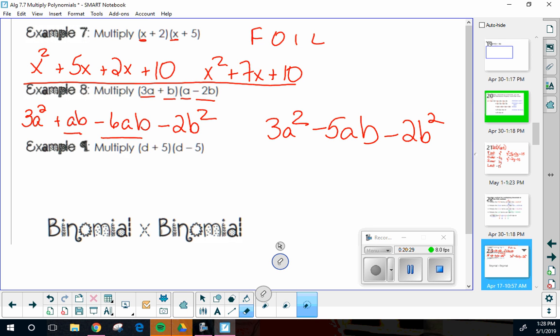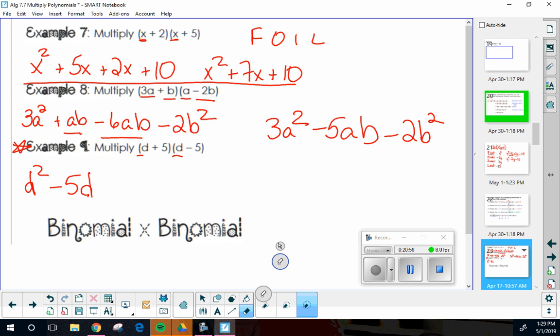This one's a special one. We're going to come back and talk about these a little bit more tomorrow. But watch what happens. The first is just going to be d times d. What is that? d squared. And then we're going to have negative 5 outer times d. What is that? Minus 5d.